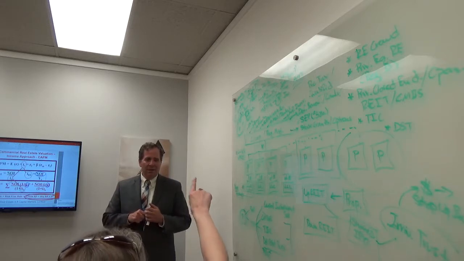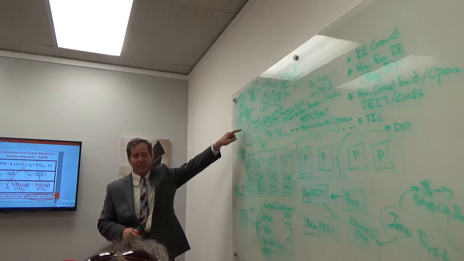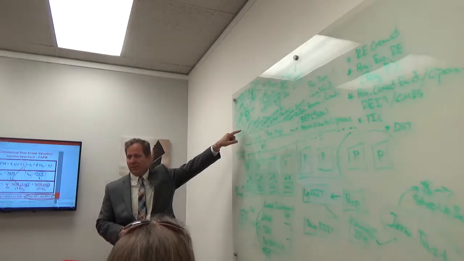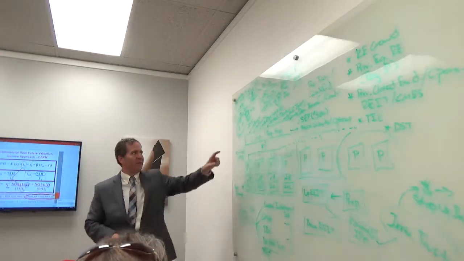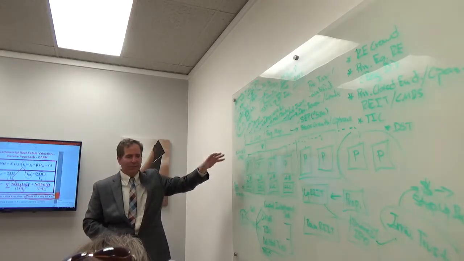So this is for all of your property, but it's not liquid. These are your fractional, shared interests or partnerships. And you want to have the living trust set up so that it doesn't go through probate. But you want to make sure.